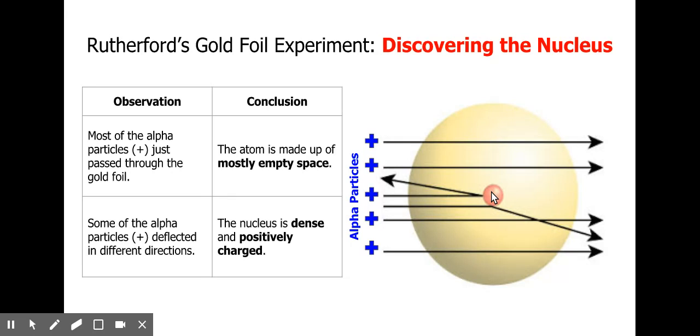So again, he discovered that there was a nucleus. It was dense and positively charged, but most of the atom, just like we talked about in class, is empty space. That nucleus, while dense, doesn't have a great volume. So most of the matter we talk about is coming from very, very little volume. Most of the atom is empty space, which is kind of mind-boggling.